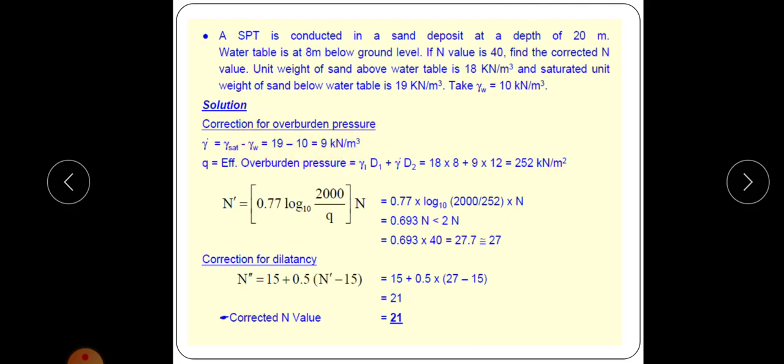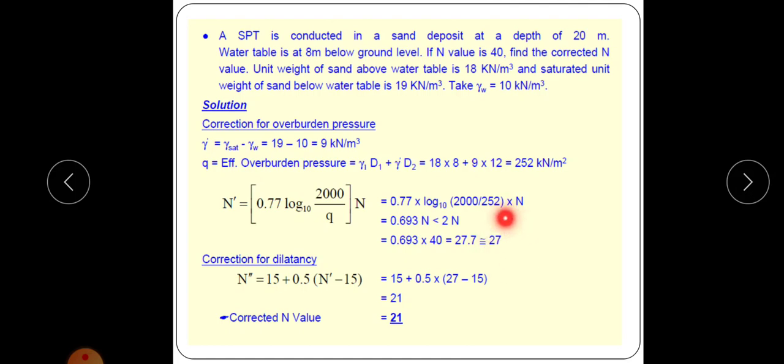So the equation is 0.77 log 2000 by Q, and substituting these values, N is 40. So it is 27.7. So it is taken as 27, not 28, because since it is a number we have to approximate to the lower one. So 27.7 means 27.